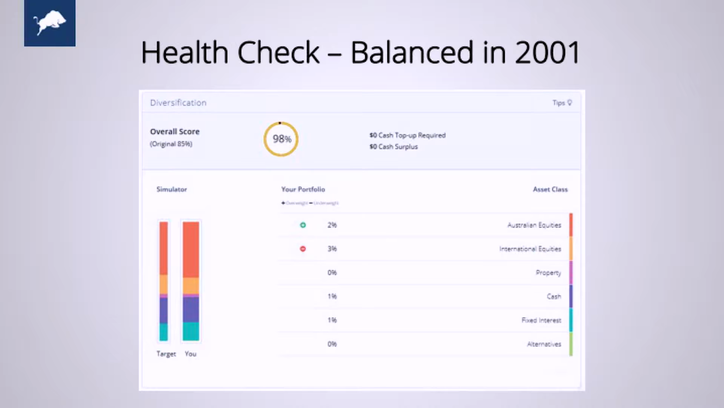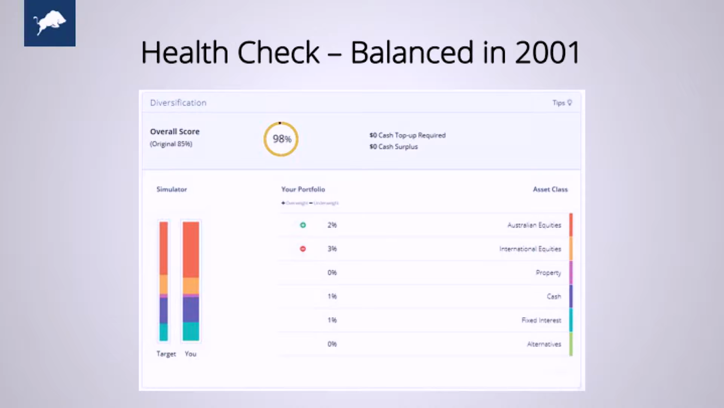This is a simulation of a balanced portfolio in 2001. You can see on our health check, it's getting a score of 98. That's pretty good. Anything above 90 is exceptional. And you can see it's got the mix of asset classes there.